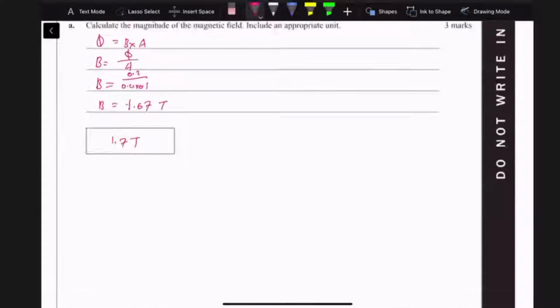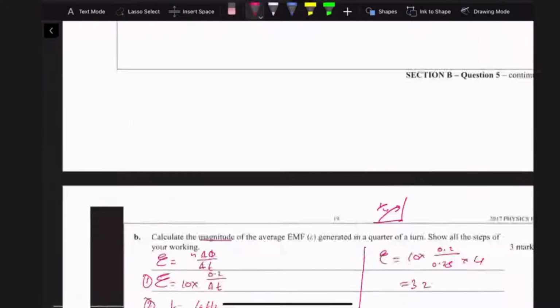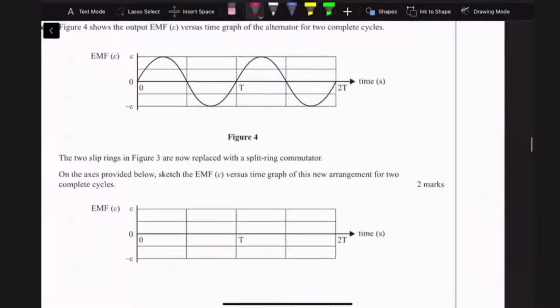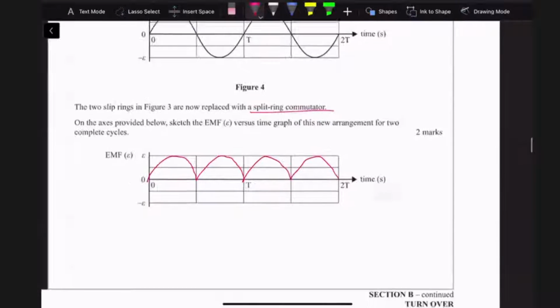Yeah, that fits. I think they accepted 32 to 2 significant figures, even though we only used 4 times in a second. But yeah. So now we have a slip ring commutator, and it is replaced by a split ring. So we know when we replace it by a split ring, we have to reverse the current. So if it's reversed, then the voltage becomes positive. So basically you just have to draw the same graph, but modded. So just like this. And that's it.